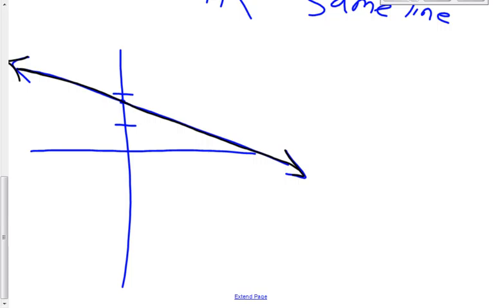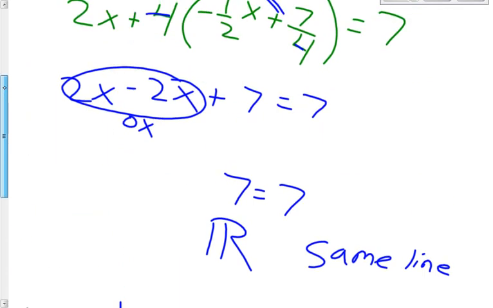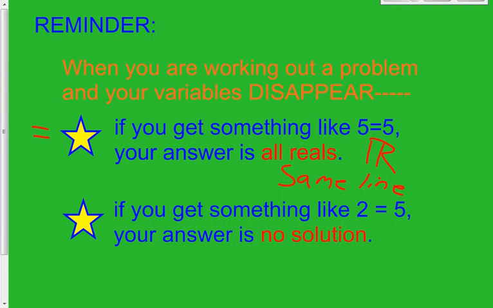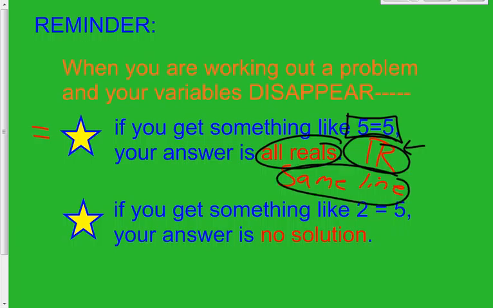Is there any intersection point between these two lines? There's no intersection point. I guess there's infinitely many intersection points because they lie right on top of each other. So if you ever get a true statement such as 7 equals 7, or 5 equals 5, or negative 15 equals negative 15, as long as you get a true statement, you can have one of these three answers: all reals, which this is the symbol for it, or the exact same line.